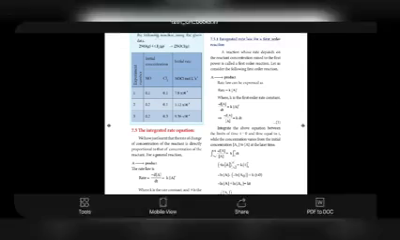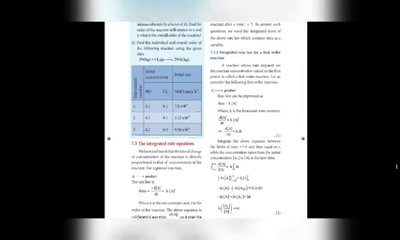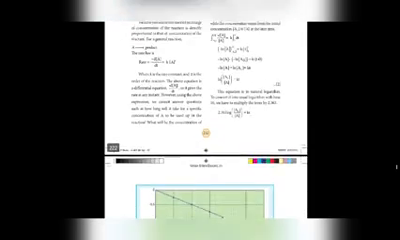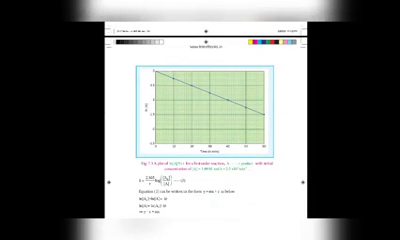So for that derivation, you have to write from here to up to this. You have to write this for that derivation. So next one.